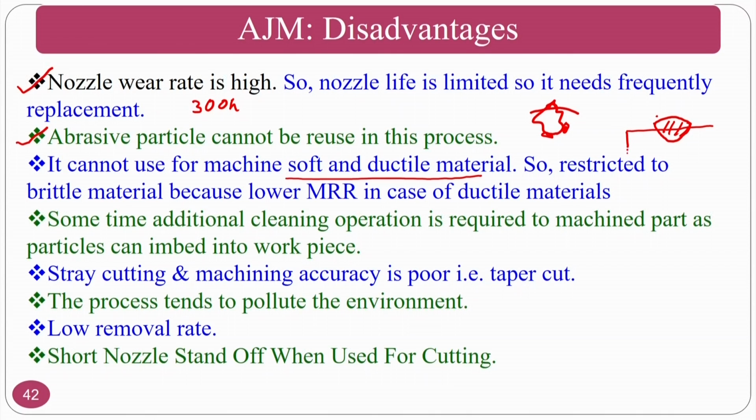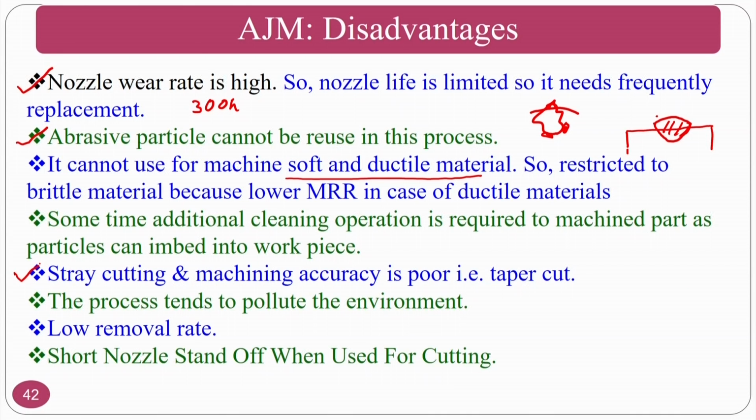So in a soft material, this is the biggest problem. So you may not recommend this particular abrasive jet machining to machine soft materials. Sometimes an additional cleaning operation is required on a machined part, because some indentations may be generated or some abrasive particles may stay there, so you need a post processing, that is nothing but the cleaning.